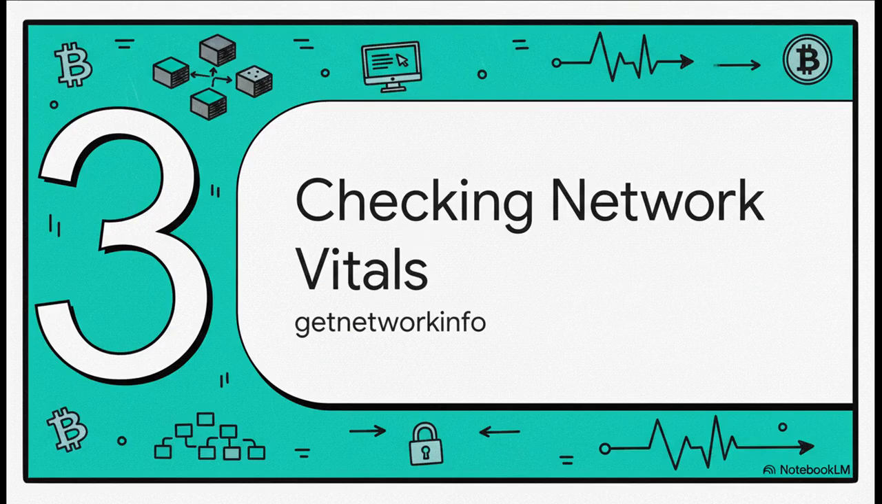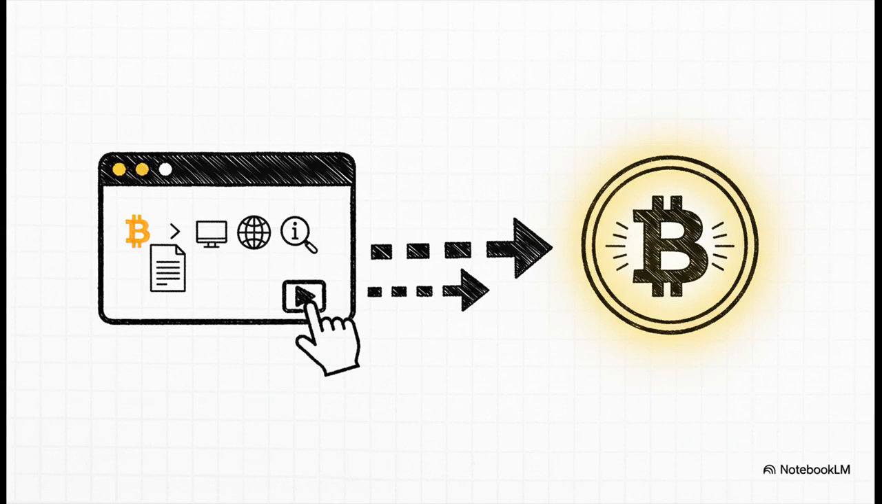All right, you ready? Let's ask our first question. We're going to check the node's network vitals, basically its pulse, to see how it's connected to the outside world. And we're going to use one of the most useful commands out there to do it. The command is getnetworkinfo. Simple as that. You type bitcoin-cli getnetworkinfo into your command line, you hit enter, and your node, which has just been humming along in the background, immediately spits out a full report for you.